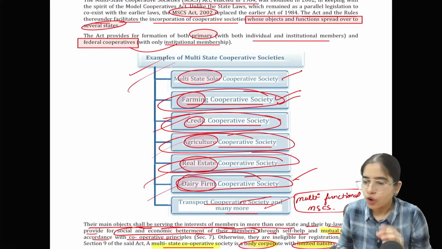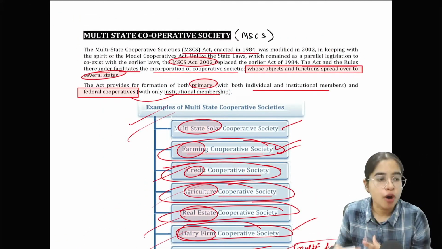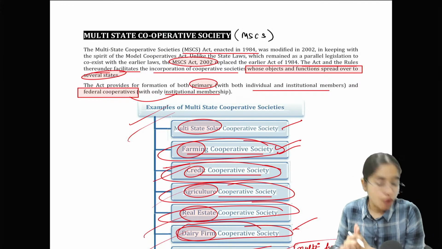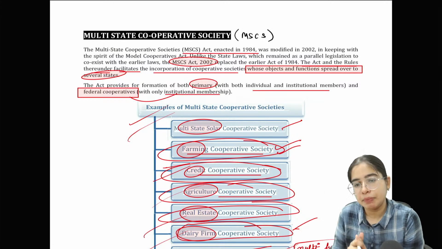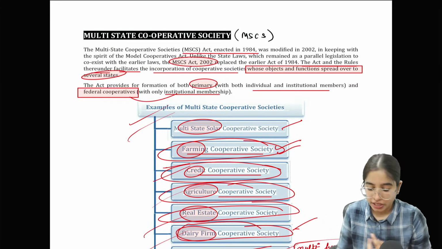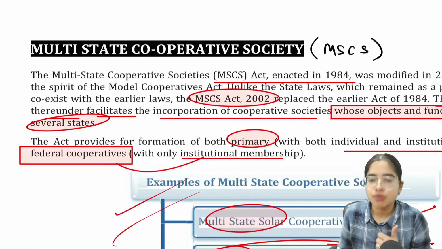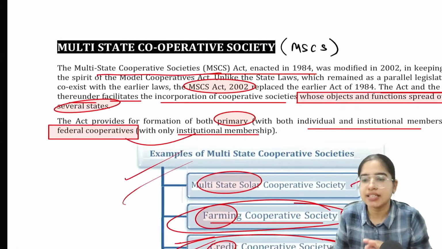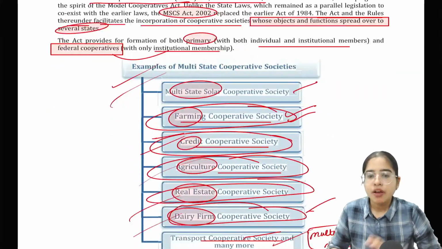So what are cooperative societies? Cooperative societies are formed for some specific purpose, and they operate in more than one state. In order to form a cooperative society, there is one act made, like the Multi-State Cooperative Societies Act, MSCS Act. Okay, we are done with this.